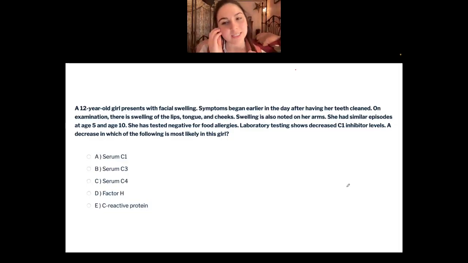Okay, so what does this patient have? What's the disease? Yes, good. Hereditary angioedema. Good. So this patient has hereditary angioedema, so clearly they have a C1 inhibitor deficiency. So some of you said serum C1. C1's fine. It's the inhibitor that's deficient. So they're talking about lab testing. They're talking about the CH50 test, basically.